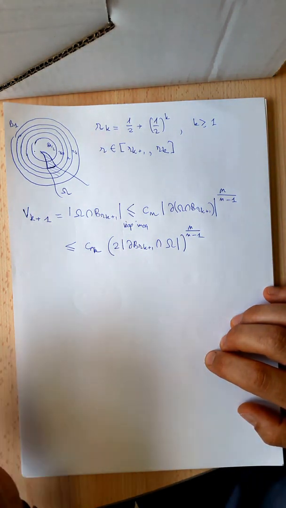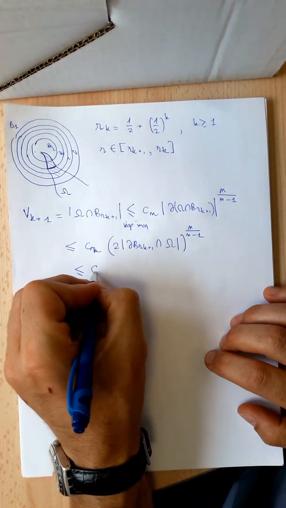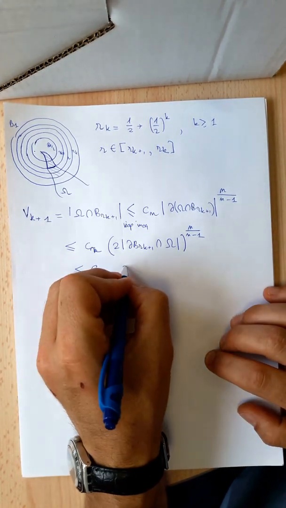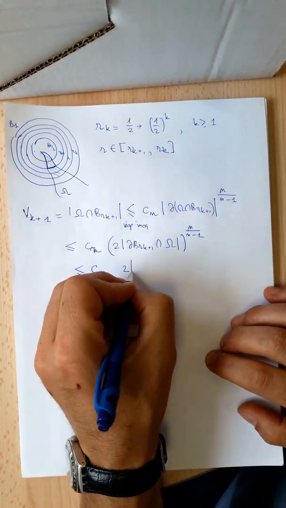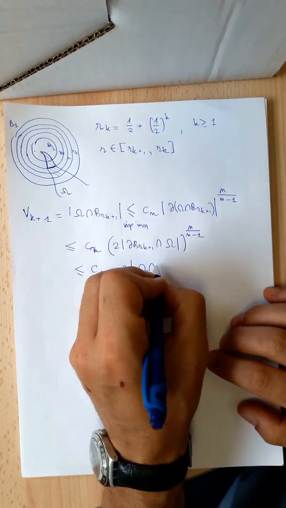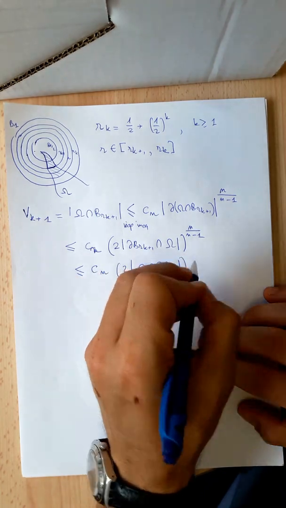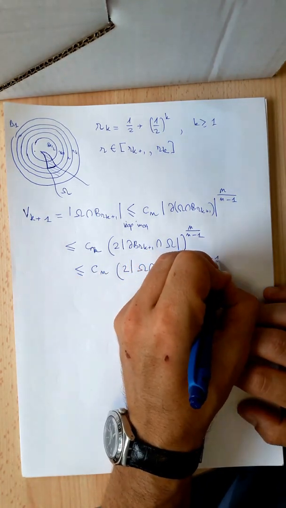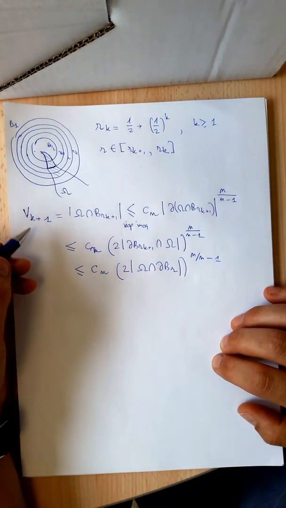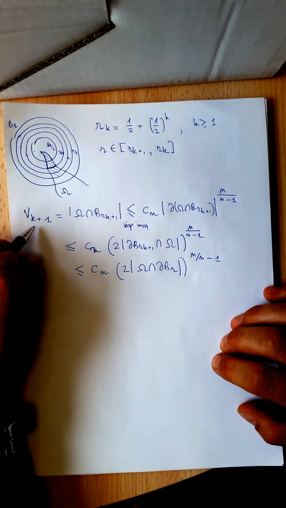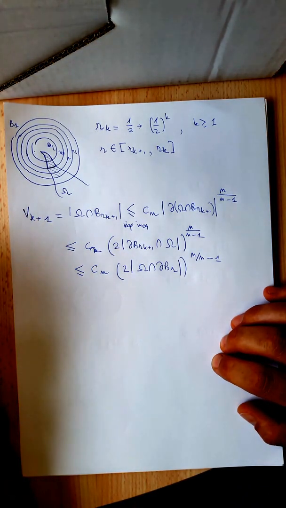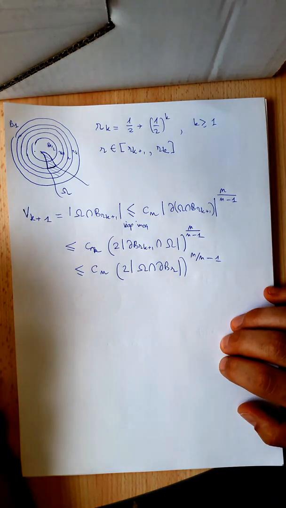Actually, we can say a little better. We can say that this quantity is going to be less than 2 times the volume of omega intersected with the ball of radius r, to the n over n minus 1. And this is simply because v_{k+1} is bounded above by the volume of omega intersected with B_r.